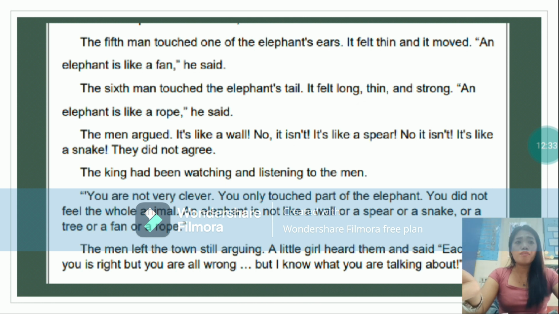The men argued, "It's like a wall." "No, it isn't. It's like a spear." "No, it isn't. It's like a snake." They do not agree. The king had been watching and listening to the men.